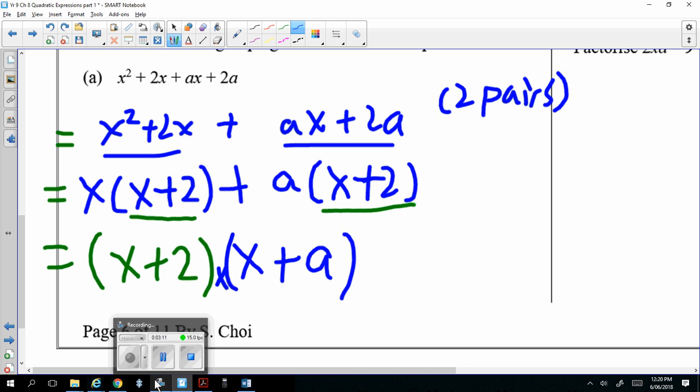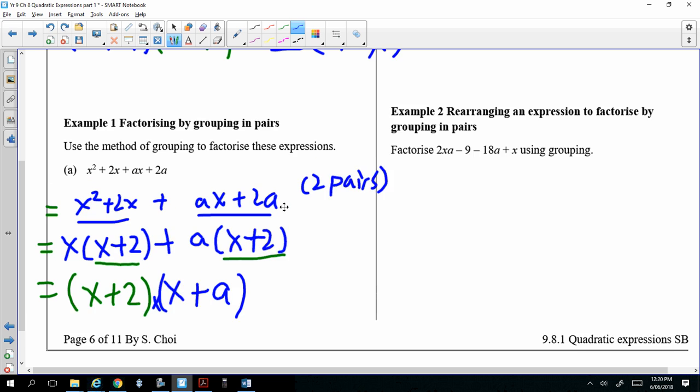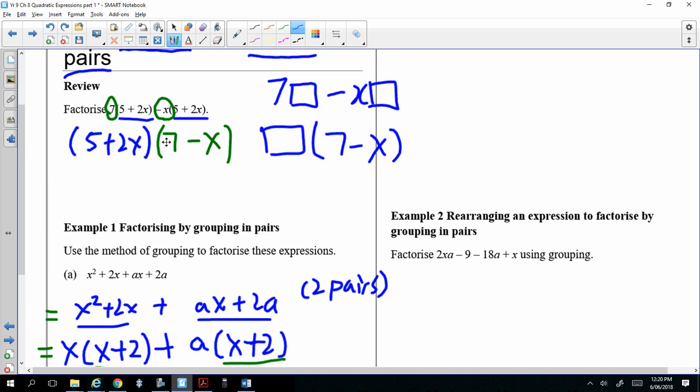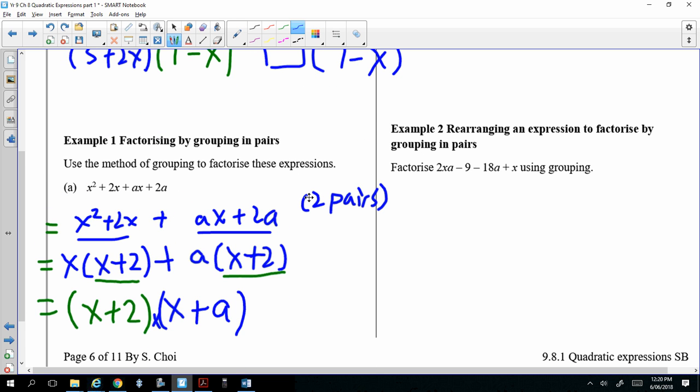Can you write the times? No, you don't need to when it's a bracket. Just like when we factorize, we don't put a times. So when we take a common factor out, I don't put a times here in between. It's already accepted by convention that the x in front of the bracket means x times the bracket. The a in front of the bracket means a times the bracket. Okay, any question there? We'll do another one.